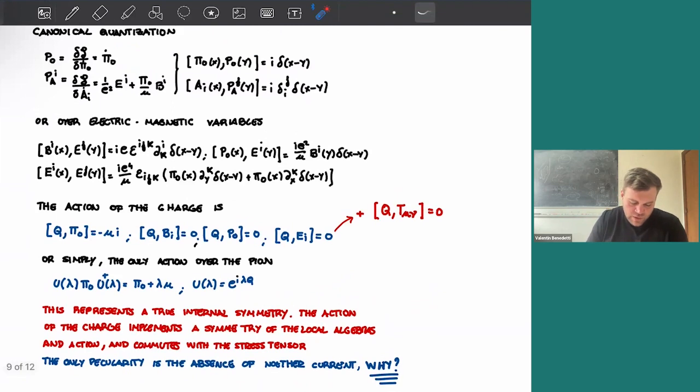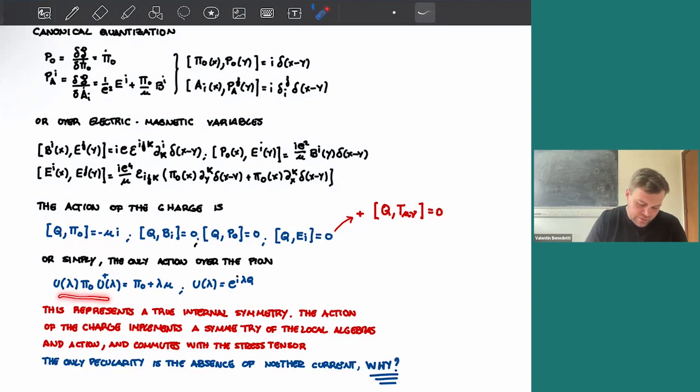One can compute the action of this charge using these commutators over the canonical variables, and the result is that it commutes with the electric and magnetic fields. It also commutes with the momenta of the scalar field, of the pion field, but it shifts the pion by a constant.